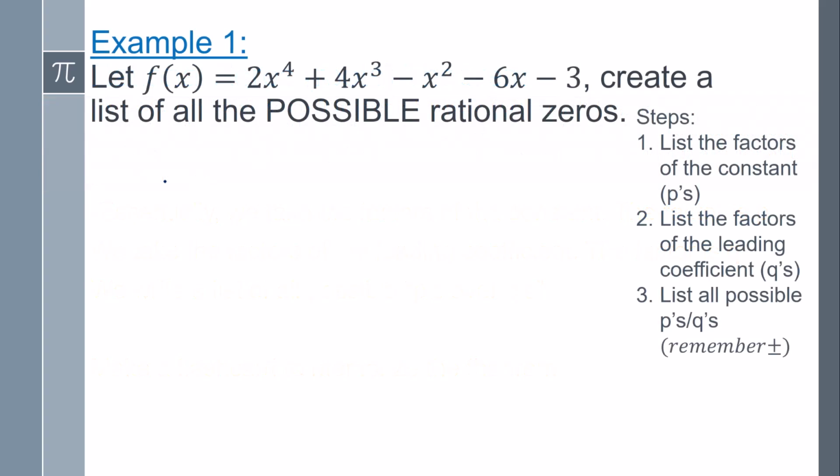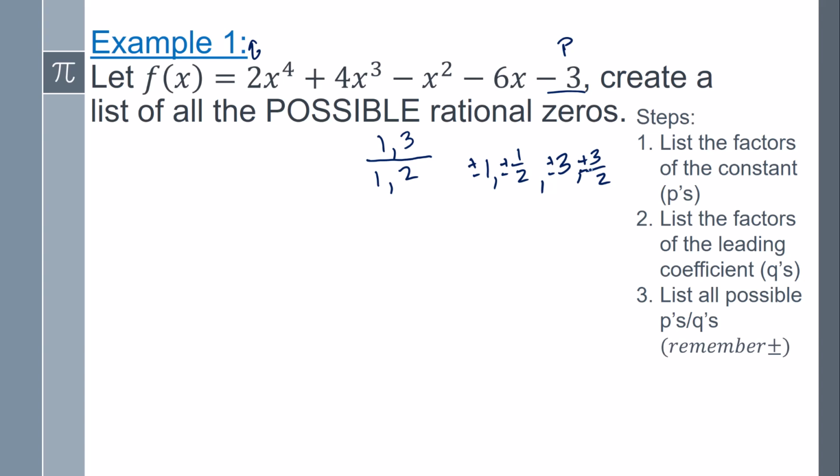So list all the possible zeros for this. So it's saying we have a list of p's over q's. So you take all the factors of our constant, which is 1 and 3, over the factors of our leading coefficient, which is 1 and 2. So you do every combination of the number on top over the number on the bottom. So 1 over 1, 1 over 2, 3 over 1, 3 over 2. And then each one of these is plus or minus. So now instead of an infinite number of possibilities, it's only these 8 possibilities.